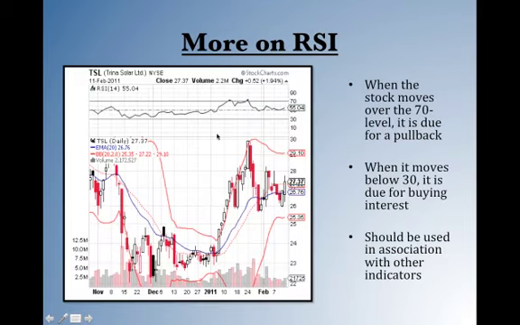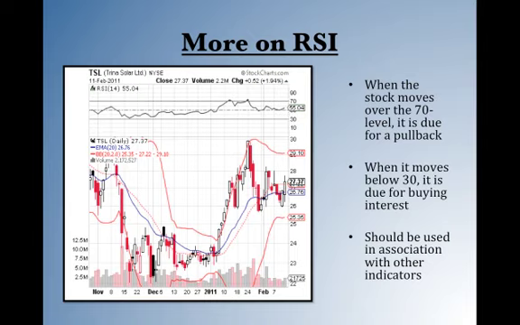So the RSI indicator, you can see here, is a technical indicator, and it moves from 0 up to 100. There are two main lines that show where the stock is heavily overbought or heavily oversold, with 50 being the exact middle, where the stock is not overbought or oversold.